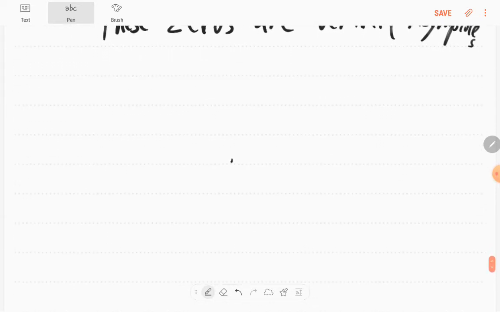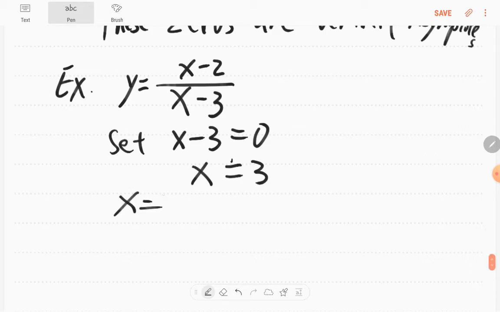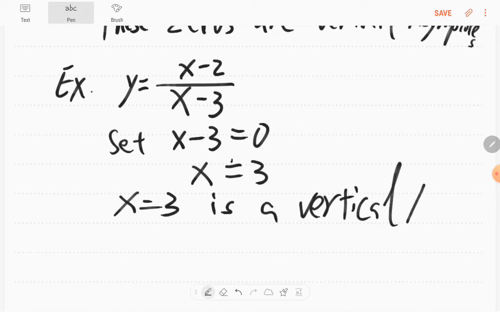So let's look at a very easy example. y equals x minus 2 over x minus 3. For this example, you can see we cannot simplify anymore, for the top and the bottom. But we know that the zero of the denominator, you set this to be 0, so you have x equals 3. So x equals 3 is a vertical asymptote.